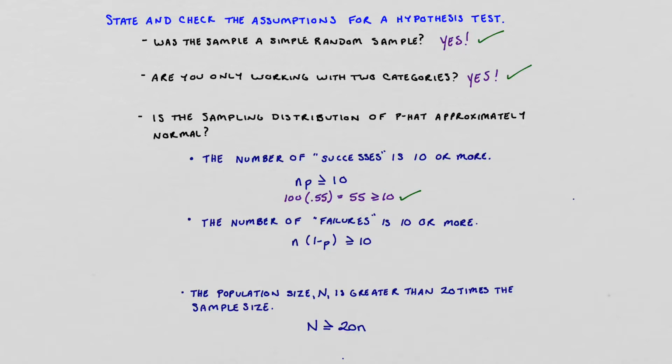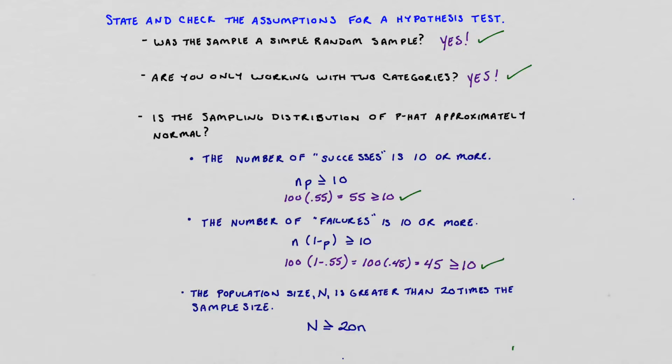And then we also have to do this for failures. So it's not enough to just do the successes. We also have to do the calculation for failures. It's kind of a combo. You have to do both in order to actually move forward. So here again, our sample size is 100, and we're going to do 1 minus our population parameter. So this will become 100 times 1 minus 0.55, which is 0.45. 100 times 0.45 gives us 45. This is definitely greater than or equal to 10, so this checks out.